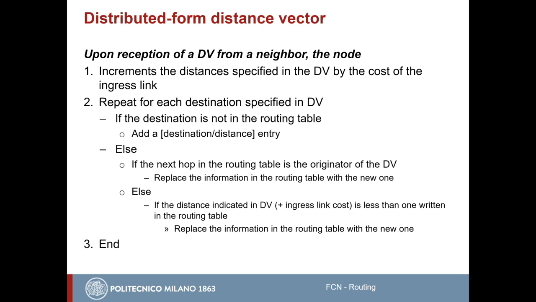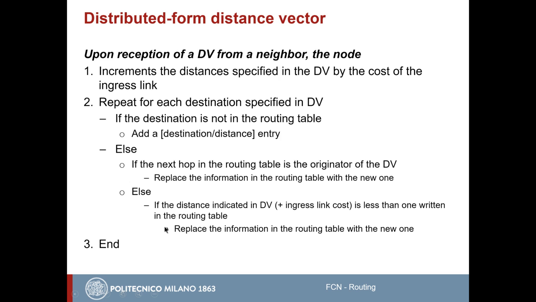the node has first to check if the originator of the distance vector is the node that is mentioned in the routing table as next stop. Okay? So if the node that sent the distance vector for that specific destination is the next stop that is already in the table for that destination, then the node who received the distance vector will replace the information in the routing table with the new information, regardless of the value of the distance.